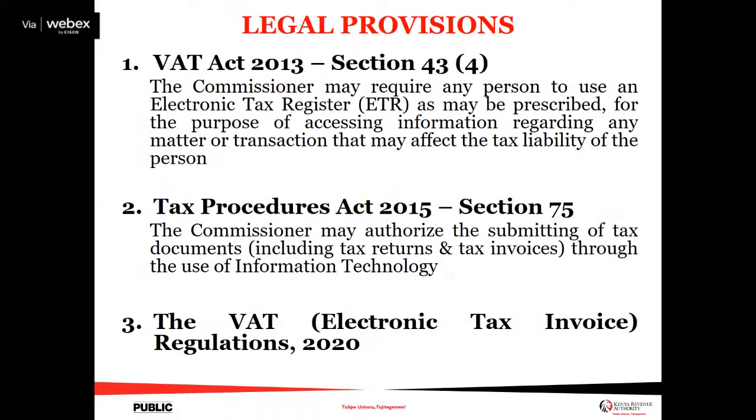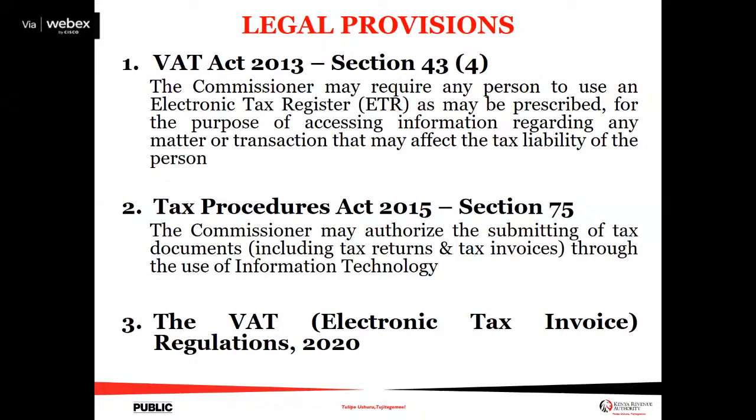So what are the legal provisions for us? We mentioned we have the VAT Act, which usually guides us. We have legal provisions of Section 43, where you are required to use an electronic tax register. And we also have our Tax Procedure Act, Section 75, where the commissioner may be authorized that the submitting of tax documents, including tax returns and tax invoices, can be done through the use of technology. And then there is the VAT electronic tax invoice regulations of 2020.